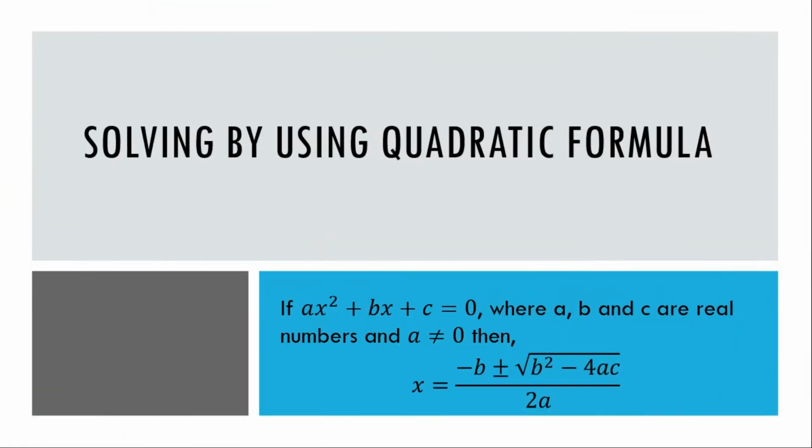Okay, and the last one, we have solving by using quadratic formula. If ax squared plus bx plus c is equal to 0, where a, b, and c are real numbers and a is not equal to 0, then x is equal to negative b, positive negative square root of b squared minus 4ac over 2a. So, itong formula na 'to is yung kailangan nyong i-memorize. Lahat yan magagamit kahit anong quadratic equation, basta alam yung a, yung b, and c. Katulad ng ginawa natin sa lesson 1.